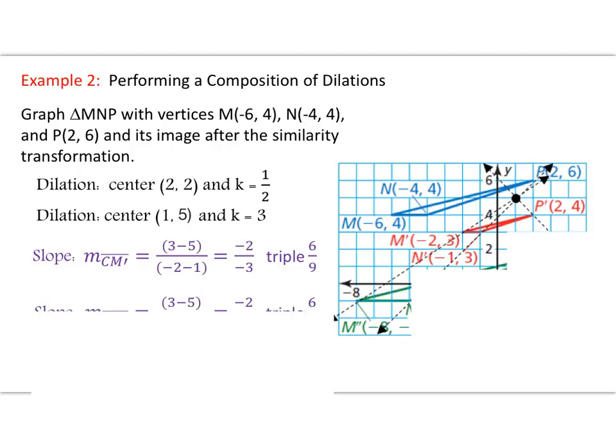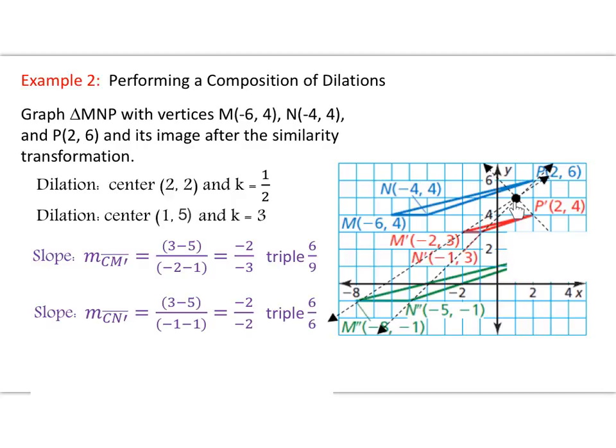All right, next slope is going to be from C to N prime. And that slope results in a negative 2 divided by negative 2. And we want to triple that 2 for both the numerator and denominator, resulting in a 6 over 6. So from the point center dilation, we go down 1, 2, 3, 4, 5, 6, left 1, 2, 3, 4, 5, 6, plot. So N double prime lands at negative 5, negative 1.